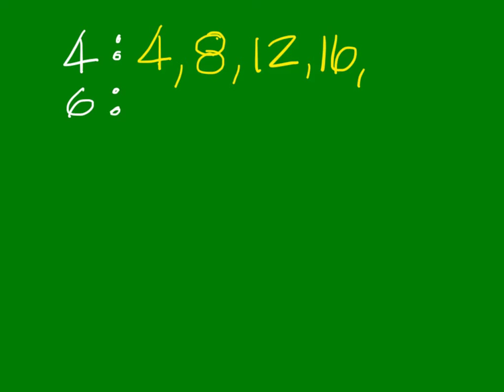Start with 4 up here and write that number, and then keep adding 4 to it. So I'd have 8, and then what? 12. Then what? 16. So go out about 5 of them to start with. Now go down to 6 and start with 6 and then add 6. Now you can stop because we're looking for the lowest number that they both have in common. What is that?